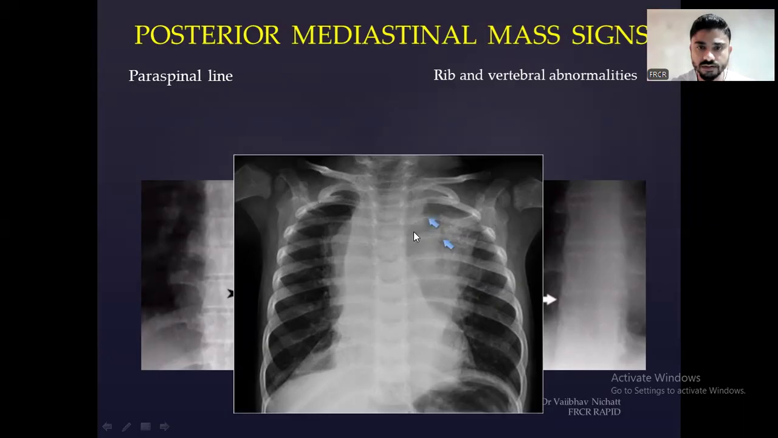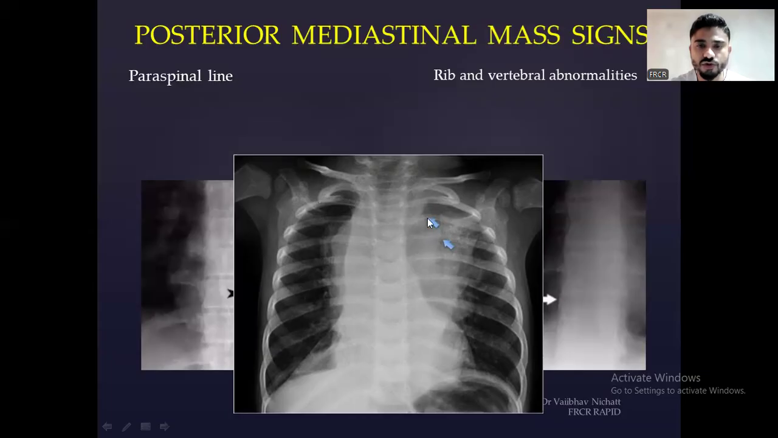Okay, the next sign which will help you is erosions of ribs or vertebral abnormalities. If there are erosions of ribs or vertebral abnormalities, such as in cases of nerve sheath tumors or neuroblastoma, that will help you to distinguish and to localize the mediastinal mass into the posterior mediastinum. How? Because these are aggressive lesions, and only the lesions situated in the posterior mediastinum will cause erosions of the bones. Okay, and widening of the bones.